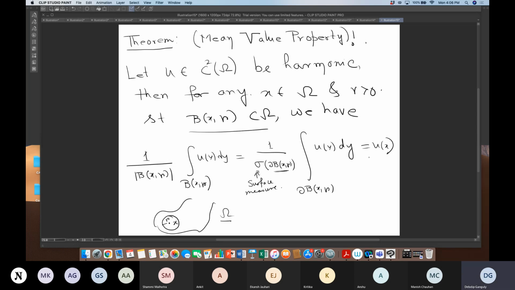So you evaluate a harmonic function u at the point x, which is equal to the integral of u over the boundary of the ball, and which is again equal to the integral over the whole ball, divided by the measure. So now you tell me, in complex analysis, which theorem is analogous to this?